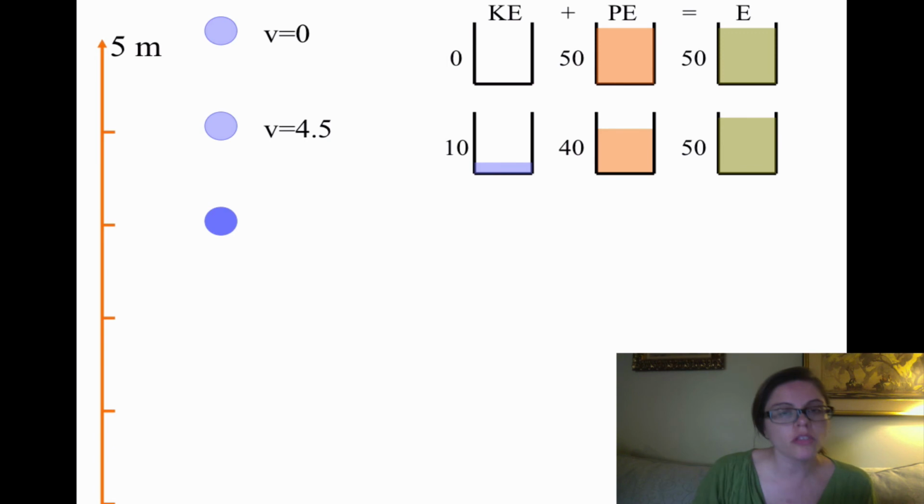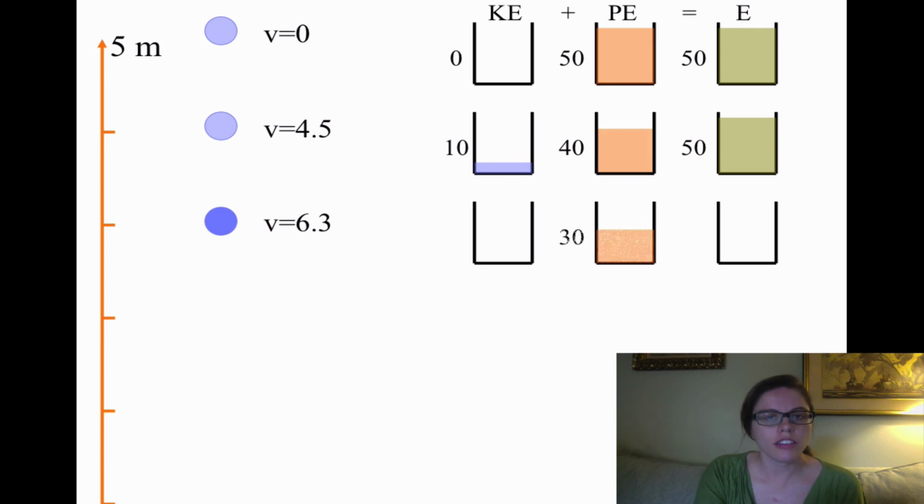Okay, so let's do this iteration again. I want you to pause the video and solve for the speed of the ball at this point where the ball has fallen 2 meters now. Okay, welcome back. You should have gotten approximately 6.3 meters per second.